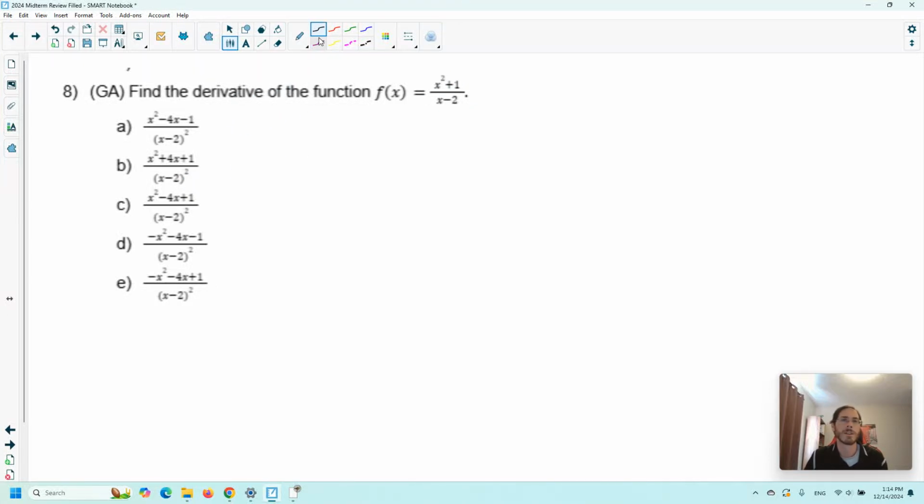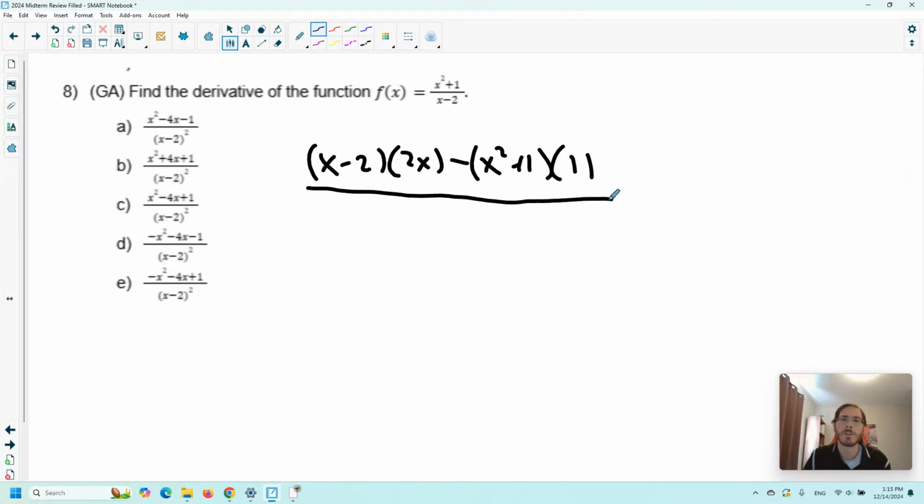That looks like a pretty solid quotient rule. So we're going to do low d high. So the derivative of this is 2x minus high, x squared plus 1. D low, that would be 1. Square the bottom, and away we go. All right, so that's what we got.